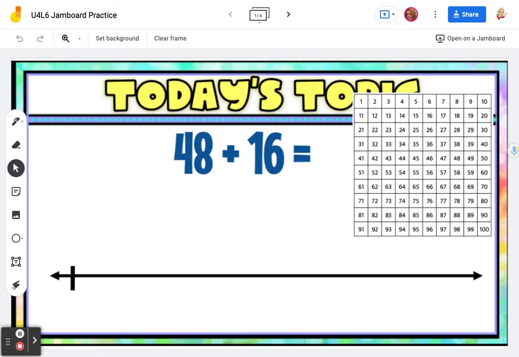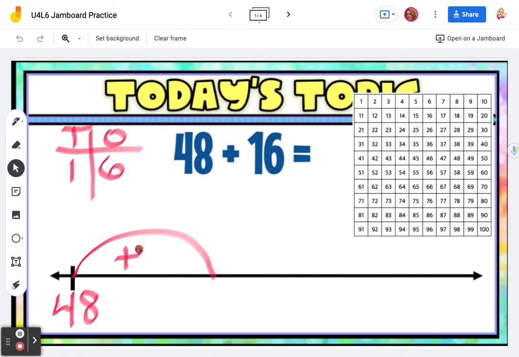And when I add, I hop to the right. So I'm going to start with 48 here. And I need to make 16 are my hops, but I'm not going to do 16 little hops. Remember yesterday we talked about dividing this into tens and ones. So if I do my little tens and ones chart and I put 16 in it, I have 1 ten, so plus 10, and then I have 6 ones. 1, 2, 3, 4, 5, 6.